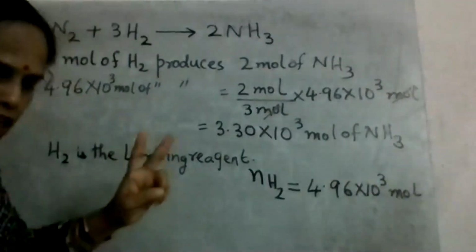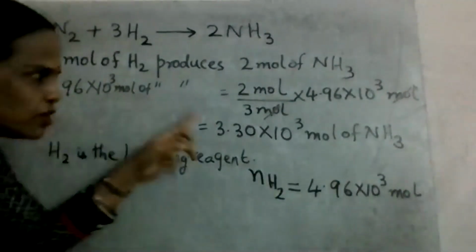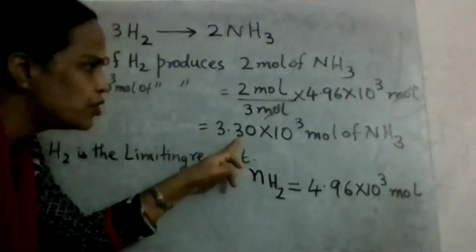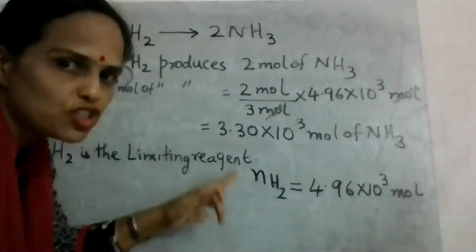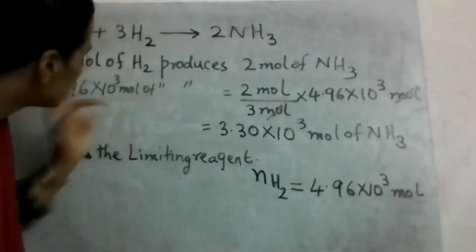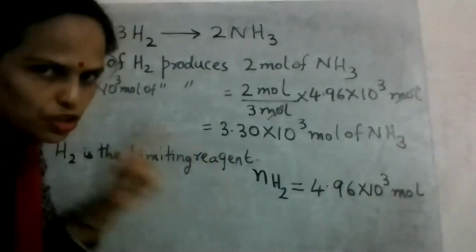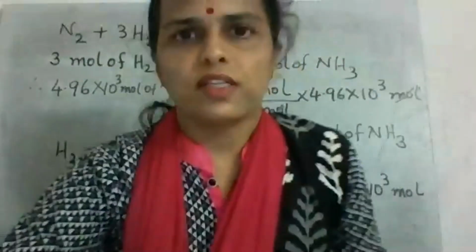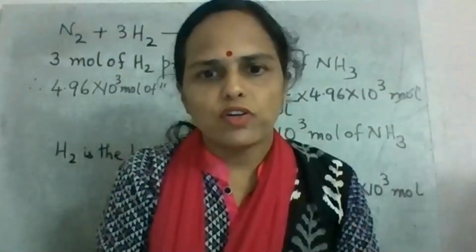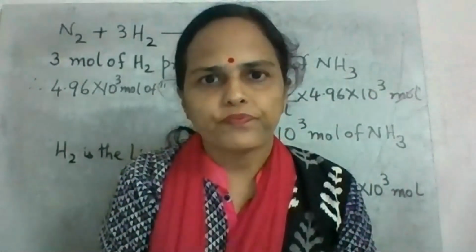So two things we have to calculate. What is the amount of ammonia formed? The amount of ammonia formed is 3.30 into 10 raised to 3 moles of ammonia. And the limiting reagent here is hydrogen. Hydrogen is your limiting reagent. So this is how you will solve the questions related to the limiting reagent.